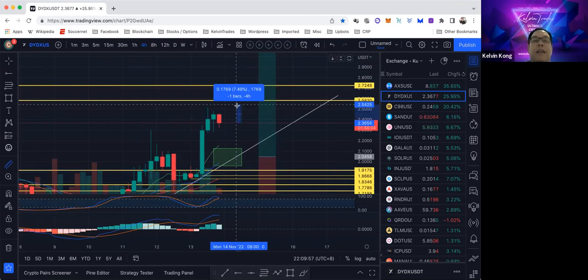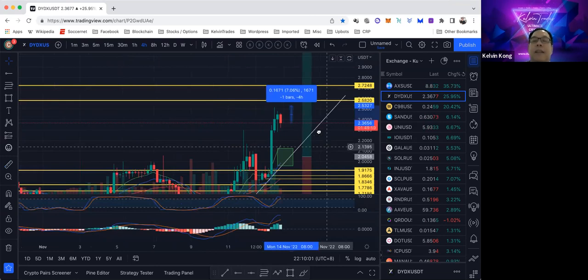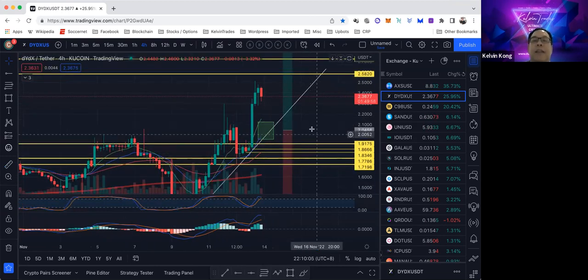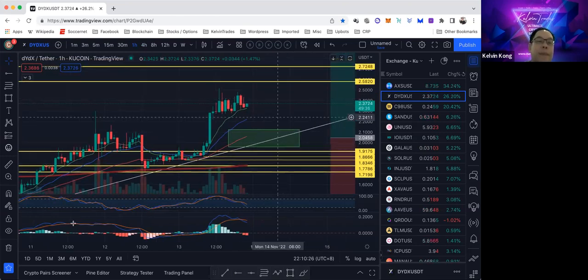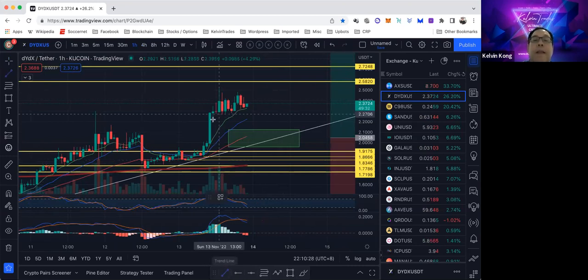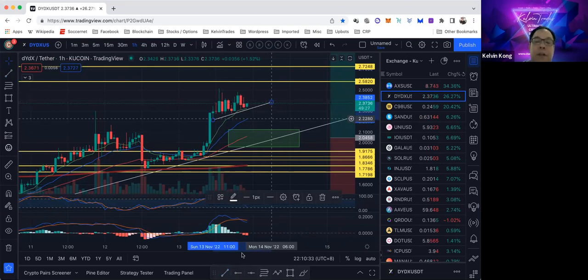Still can try. Anybody? Short? So stop loss is either the tip of this candlestick or this or this. Okay, if you want to short. But I would advise you to wait for it to break down this trend line if you want to short.